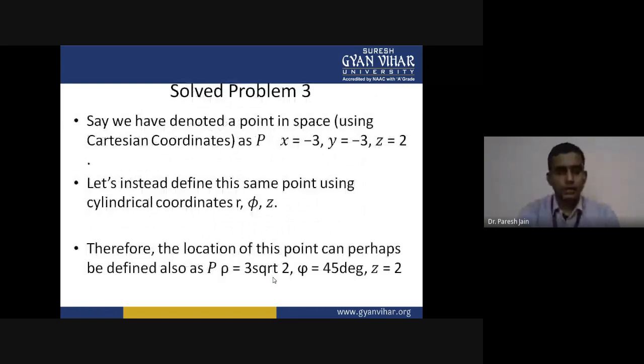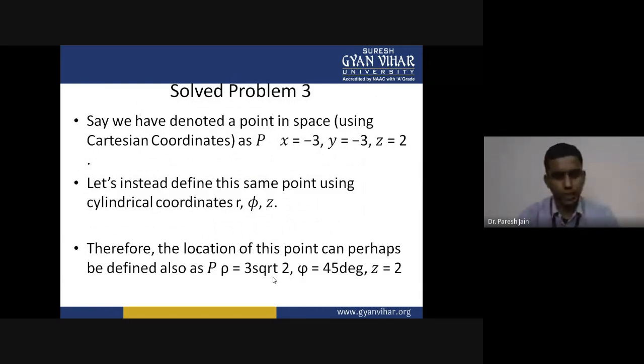In the next section, we have a solved problem. We have denoted a point in space using the Cartesian system as P, where x is equal to -3, y is equal to -3, and z is equal to 2. That is, xyz is given in the Cartesian system. Let's instead define this same point using the cylindrical coordinates. We have r, phi, z as the new point in this cylindrical coordinate system.